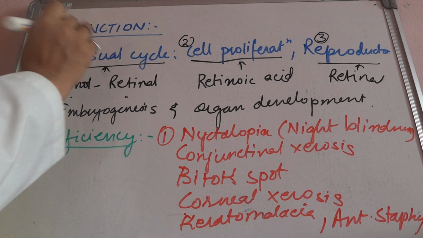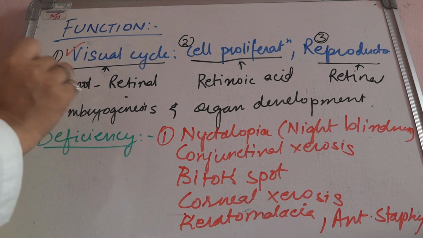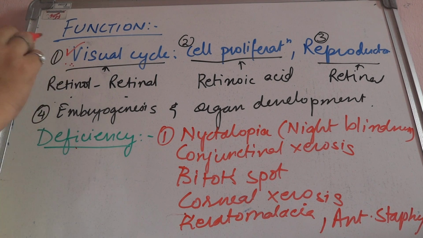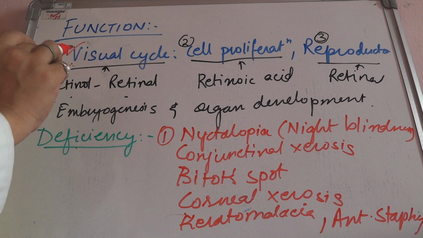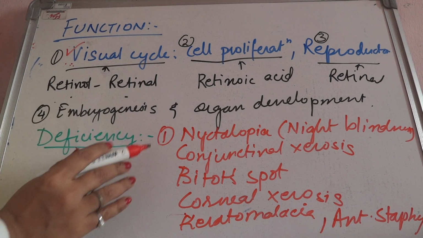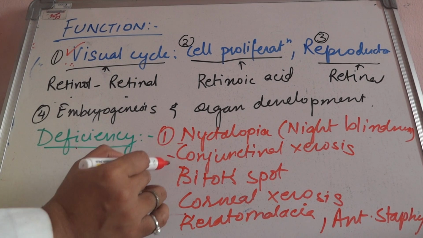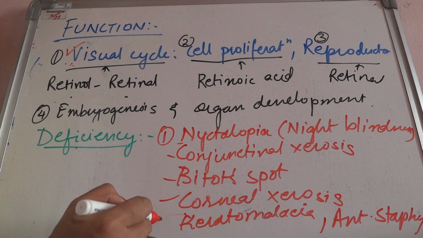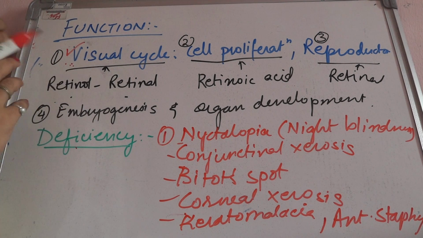So according to this function, the visual cycle, if there is deficiency, the vision is affected, especially of the child, leading to night blindness, conjunctival xerosis, Bitot spots, corneal xerosis. In severe cases, it leads to keratomalacia and anterior staphyloma.